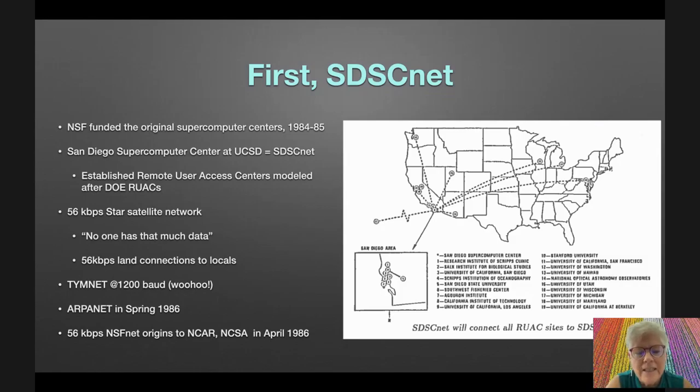And we had 56 kilobit landline connections to the local institutions. We also had TimeNet, for those of you who are really ancient, at 1200 baud, and we installed the ARPANET connection in the spring of 1986. The NSFNet backbone origins started in 1986 as well with 56 kilobits. We installed 56 kilobits to NCAR and NCSA in Colorado and Illinois. And then the East Coast people installed some other connections as well. So our five or six connections were our first NSFNet backbone.